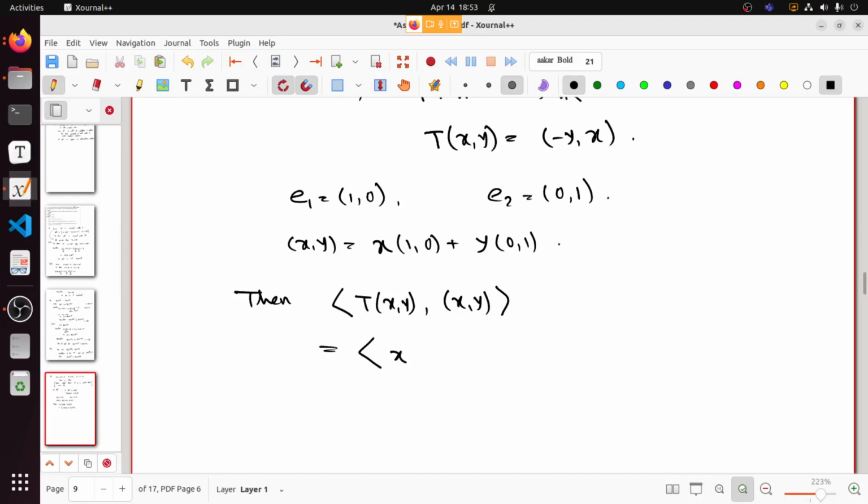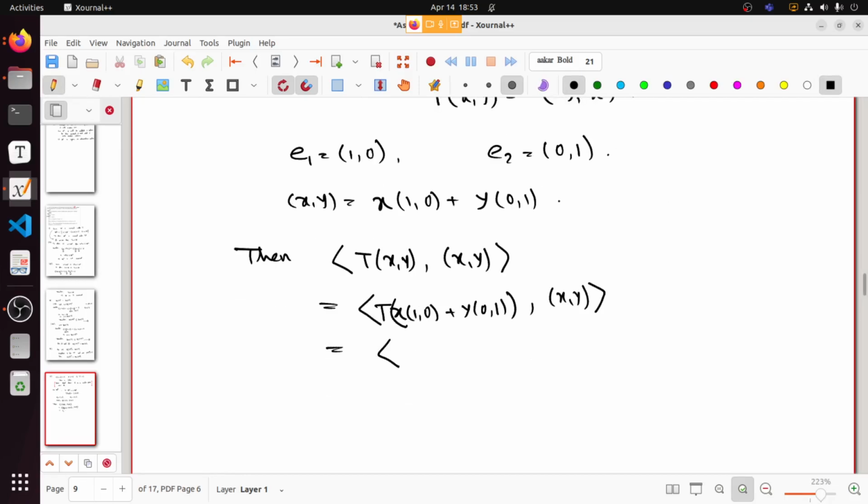So this is x comma 1 0 plus y comma 0 1, right, comma xy. So then it will be x t of 1 0, which will map 1 0 to 0 1, right. So x of 0 1 plus y t of 0 1, which will map to minus of 1 0, minus y of 1 0, and xy.